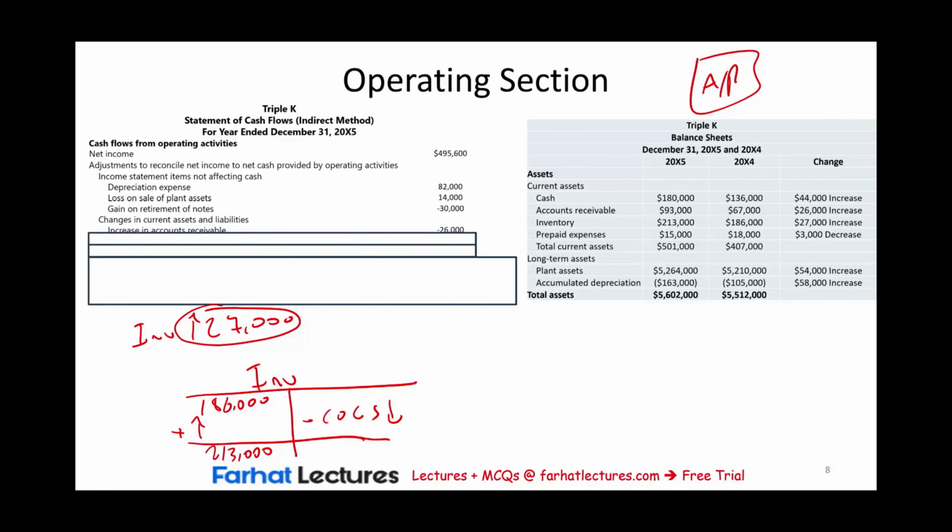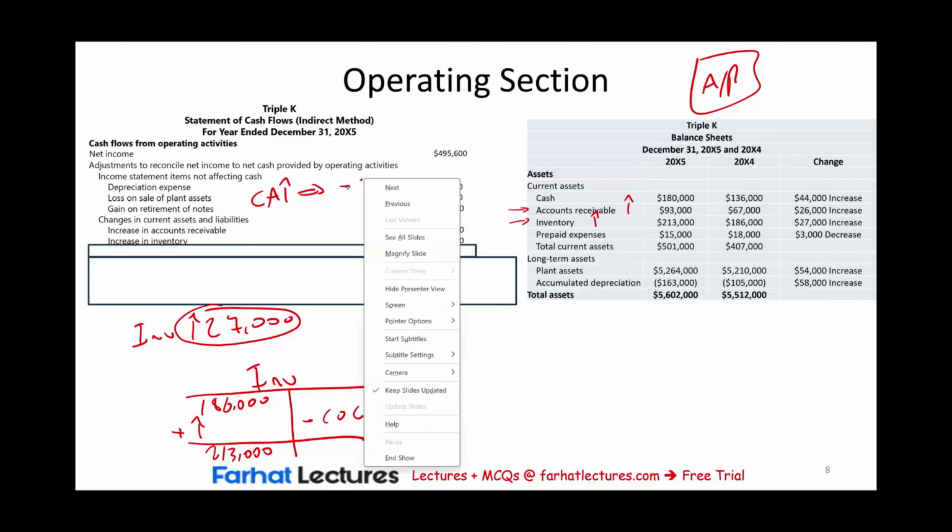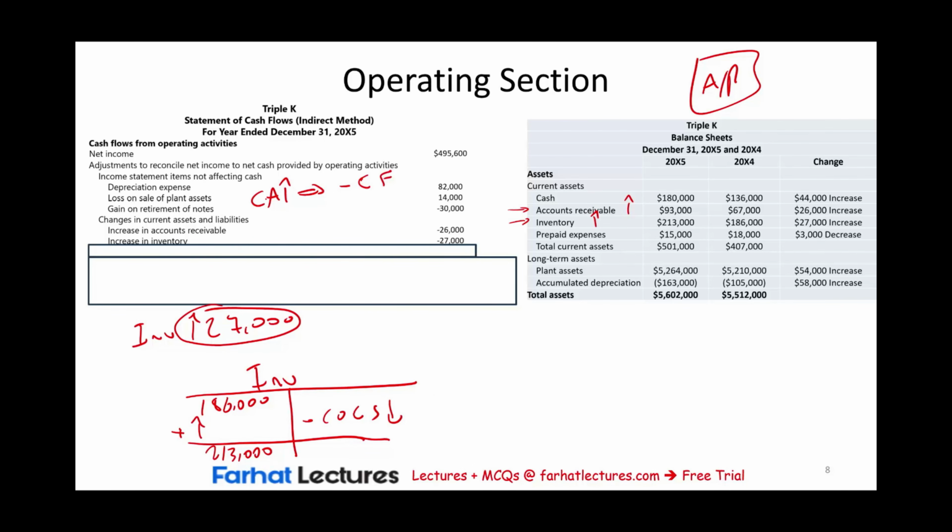But for now, here's what we say. If my inventory went up, I deduct the cash amount. I deduct the difference. So notice, as an asset goes up, as accounts receivable goes up, as inventory goes up, I am deducting. What's the point here? The overall idea is this. You can say this as current asset increase, negative cash flow. Because to increase your current asset, you have to consume cash.